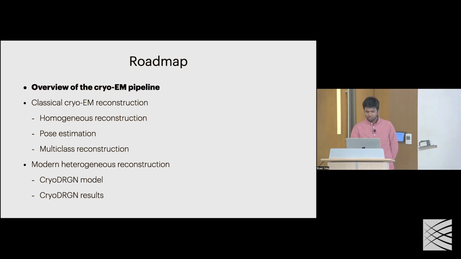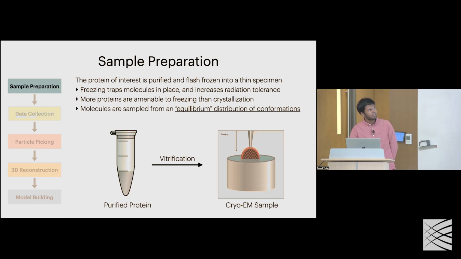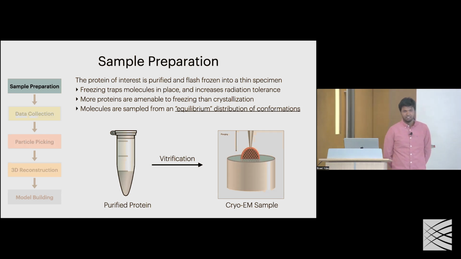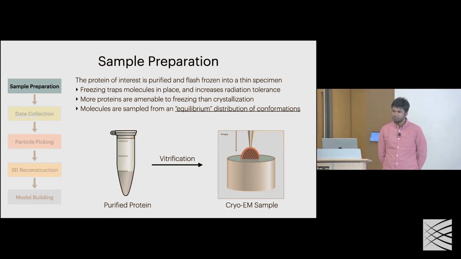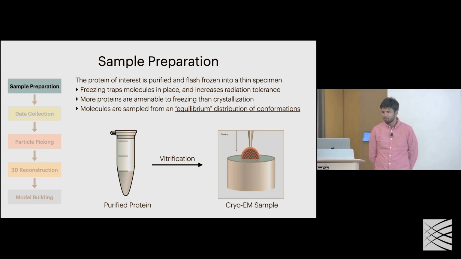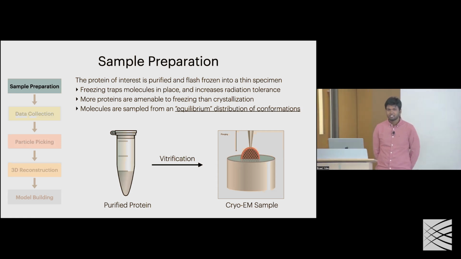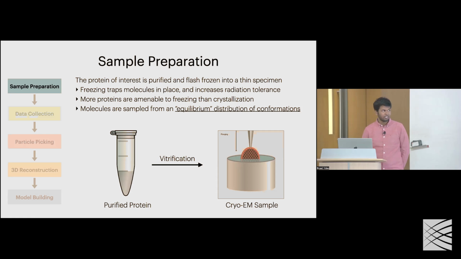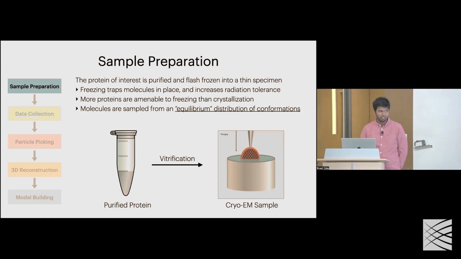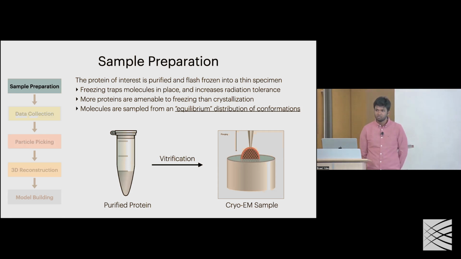So starting out with an overview of the pipeline, the first step is that given a target protein, I'm first going to amplify and purify that protein from my cells and flash freeze it, or vitrify it, under liquid nitrogen conditions. So this freezing process traps the molecules in place so that we can image them under long exposures. And it also increases their tolerance to radiation damage within the microscope.